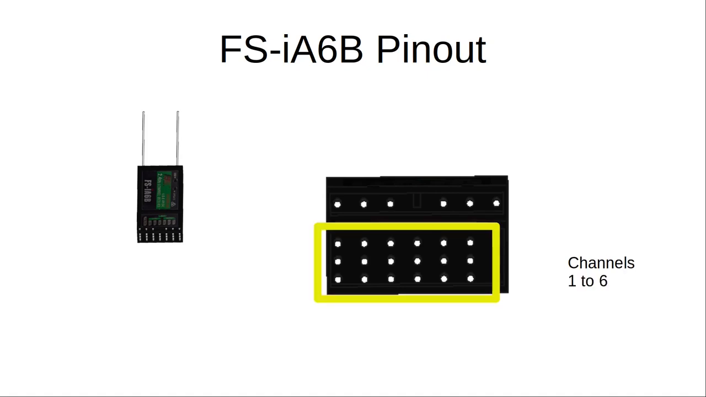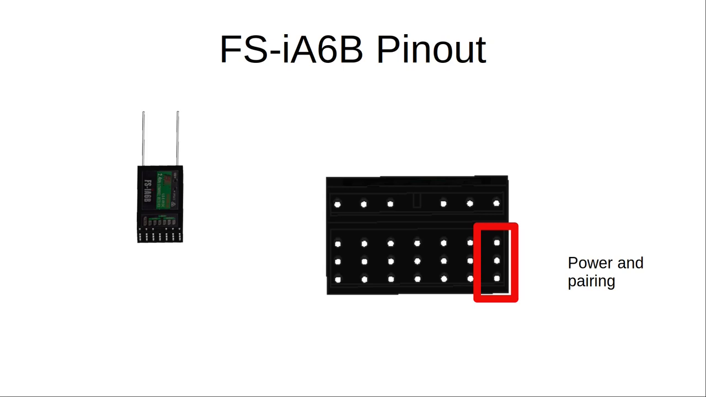And then the final row is for the power supply, and it's also used when pairing the receiver to a different transmitter. These would be used by the servos, but we don't need any of those.